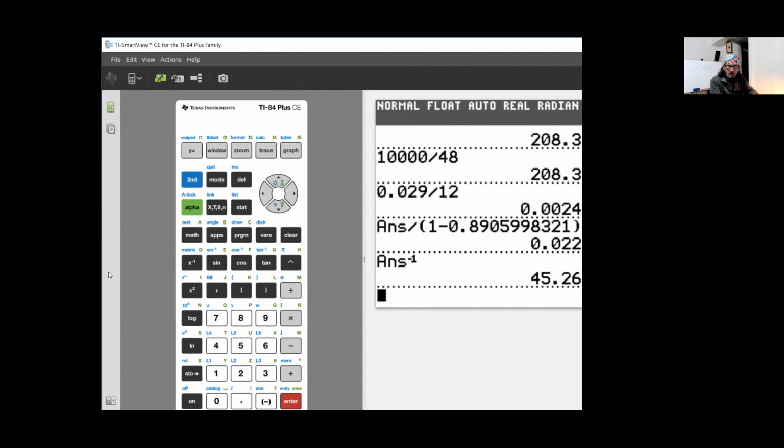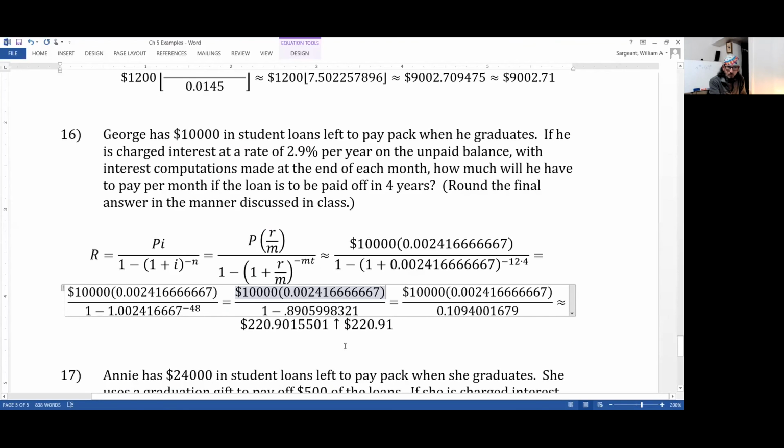I'm getting an answer that's a little bit less than 48. Dividing 10,000 by something less than 48 is going to give me a larger answer. So he's going to be paying a little bit more than $208.33 per month. So I have that shown here.